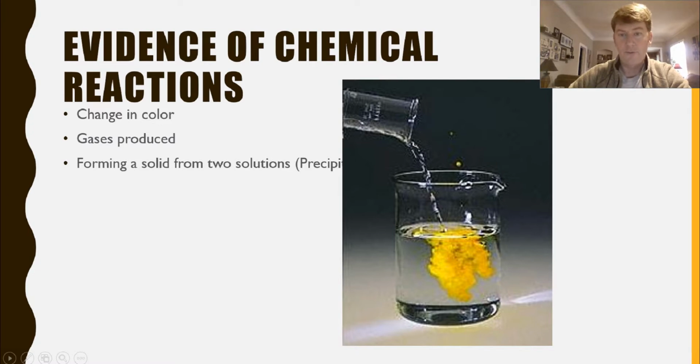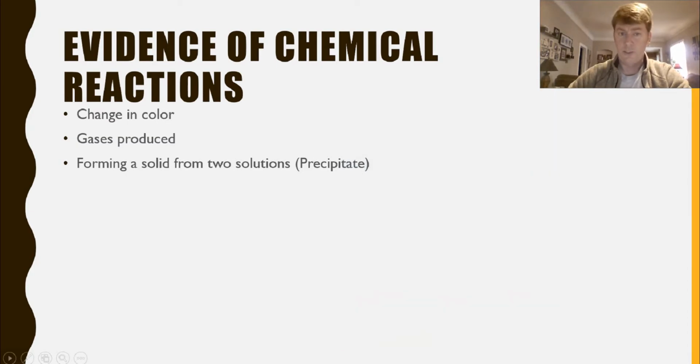We'll do quite a few reactions where we'll see precipitates formed. We'll use that as identifiers for certain elements that we're looking for when we're doing reactions. And there's a whole list of rules that we'll talk about that will help you figure out when things will be soluble in water or when they're not.